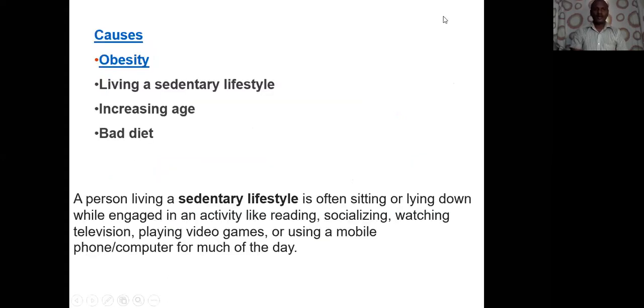And then what are the causes? Causes for obesity, one is central obesity, as I told you. Another is living a sedentary lifestyle, an increase in age, and bad diet. These are the major causes, and we cannot say that in a particular person this is the reason. In one person it can be obesity, or it can be other reasons, increasing age, and bad diet. Almost all of these, cardiovascular diseases and diabetes mellitus, we call lifestyle diseases. So it depends upon the lifestyle also.